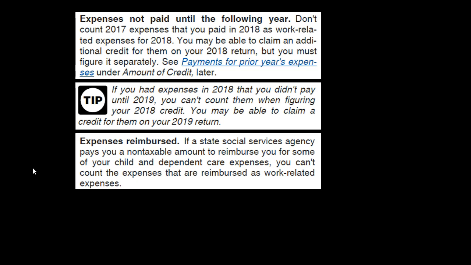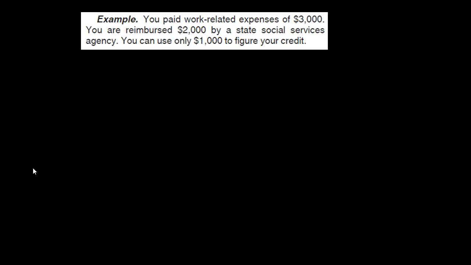If a state social security agency pays you a non-taxable amount to reimburse you for some of your child and dependent care expenses, you can't count the expenses that are reimbursed as work-related expenses. So obviously, and this makes sense, if we were to have payments that we're saying are going to go towards this credit, and then we got reimbursed for them, then we didn't really have the expenses, and the tax code says you can't include those costs if you got reimbursed for them.